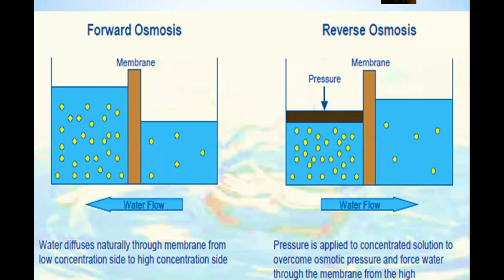In this slide, the difference between forward osmosis and reverse osmosis. In forward osmosis, water diffuses naturally through the membrane from the low concentration side to the high concentration side. But in reverse osmosis, pressure is applied to the concentrated solution to overcome the osmotic pressure and force the water to flow from the high concentration side to the low concentration side.